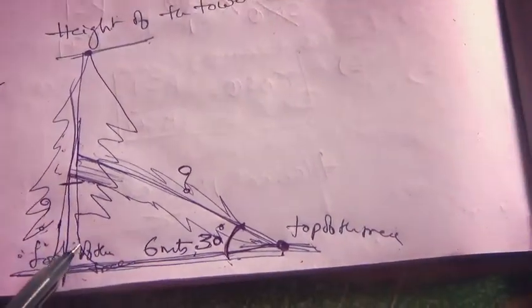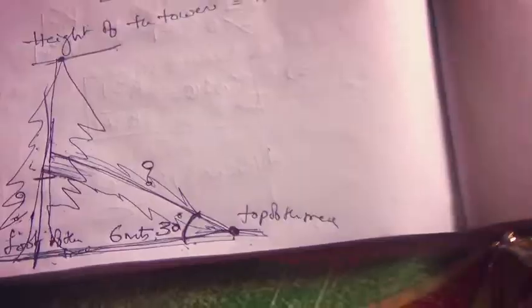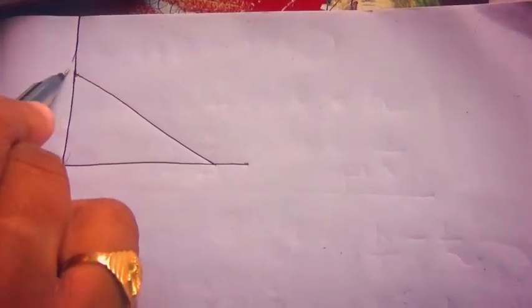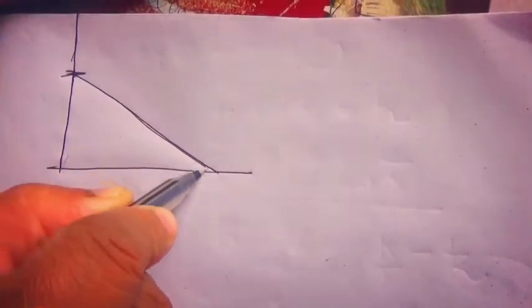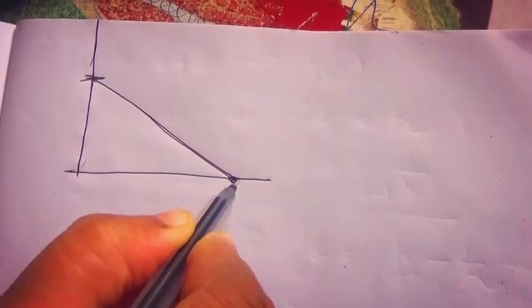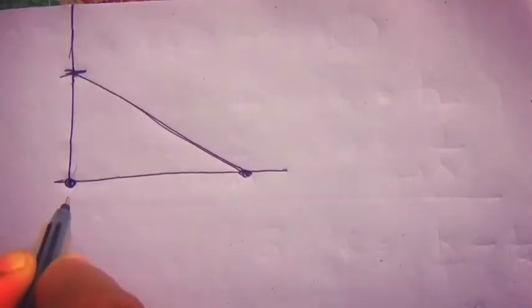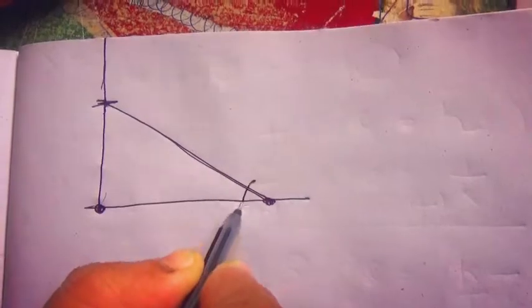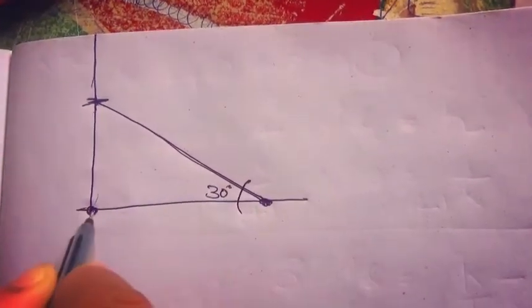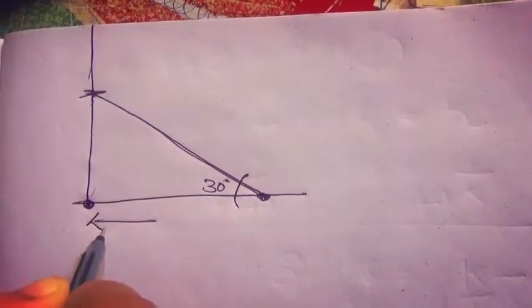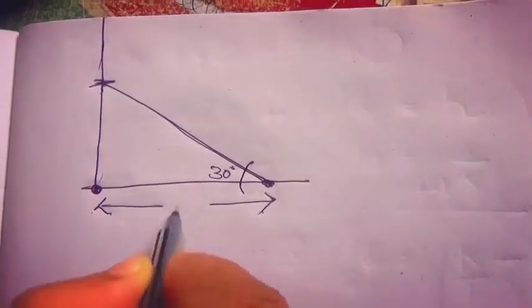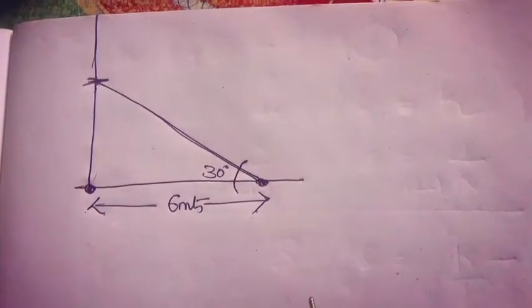Okay, to understand this sum in a better way, I'll draw this picture. Look at here, it is ground, and the tree which is broken here. Before, the height is this one. Okay, it is broken and falls on the ground. This is the top of the tree and this is the foot of the tree. Okay, it makes an angle of 30 degrees, and the distance between the foot of the tree to the top of the tree is 6 meters.